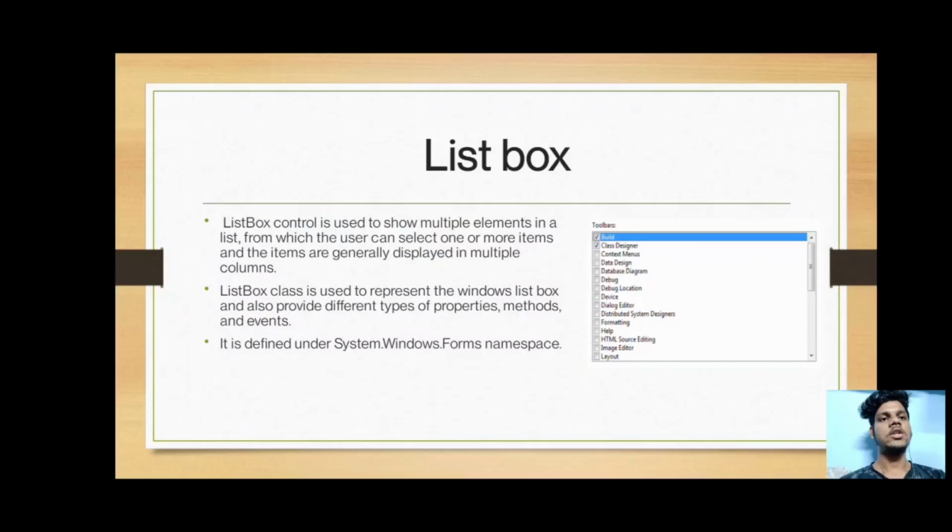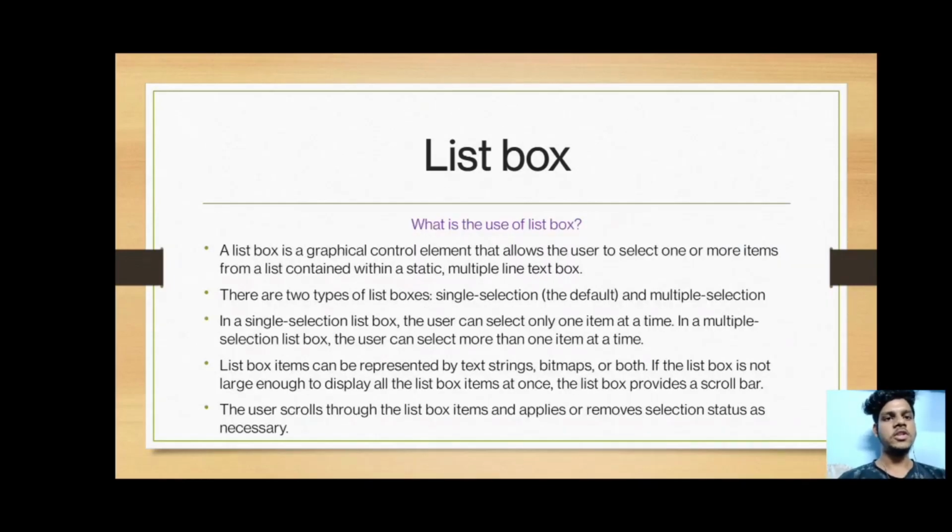Now let's see what is a list box. The list box control is used to show multiple elements in a list. From this, the user can select one or more items, and the items are generally displayed in multiple columns. The ListBox class is used to represent the Windows list and also provides different types of properties, methods, and events. It is defined under the System.Windows.Forms namespace. The list box allows the user to select single or multiple values out of a given list. Now let's see what is the use of a list box.